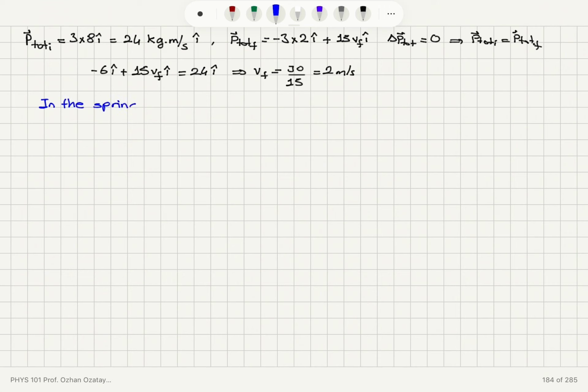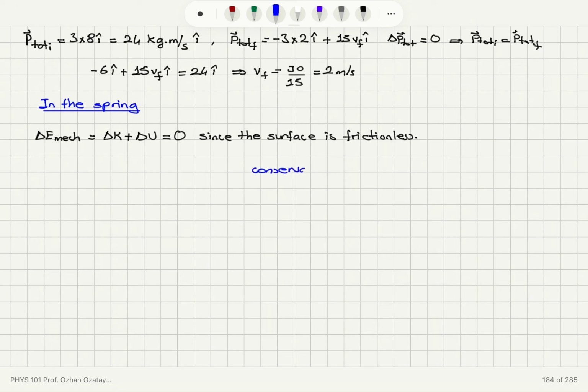So suddenly we have this 15 kilogram block moving at 2 meters per second to the right. There is no friction on the system, so the total mechanical energy must be conserved. Delta K plus delta U must be equal to 0, since the surface is frictionless. Therefore, we must have conservation of mechanical energy, conservation of energy.